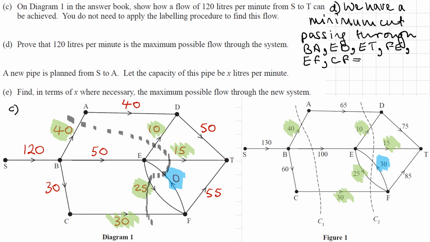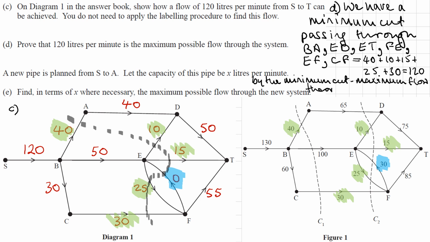Now we need to find the capacity of this cut, and that's going to be just the sum of the flows, so 40 plus 10 plus 15 plus 0 plus 25 plus 30, which is equal to 120. So we say by the minimum cut maximum flow theorem, so we must state the theorem that we're using, the maximum flow is 120.